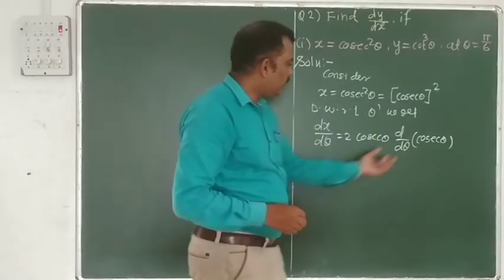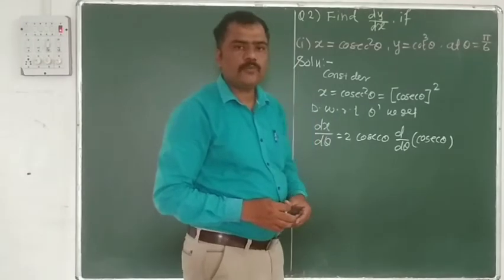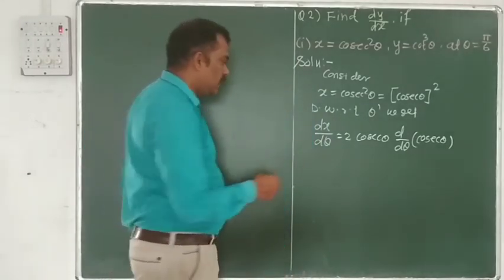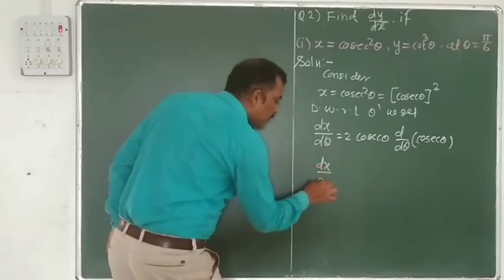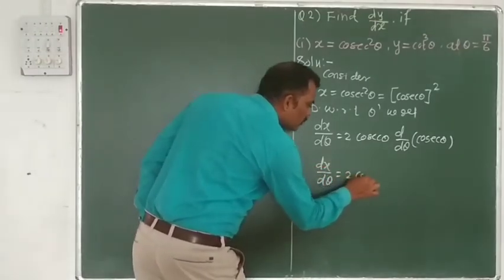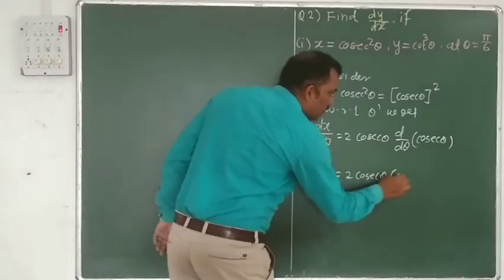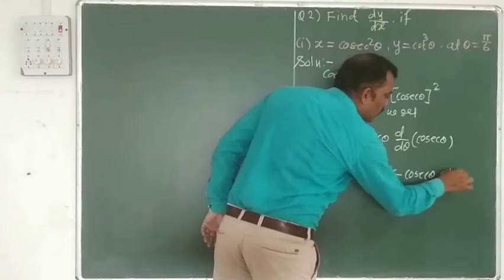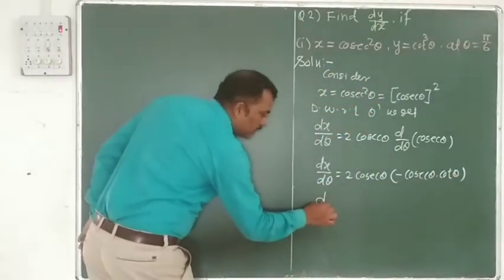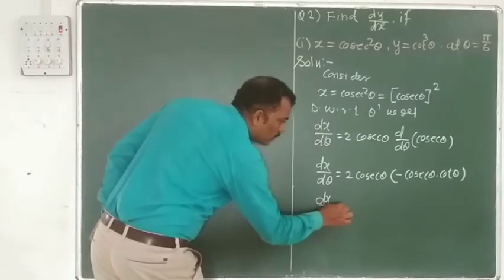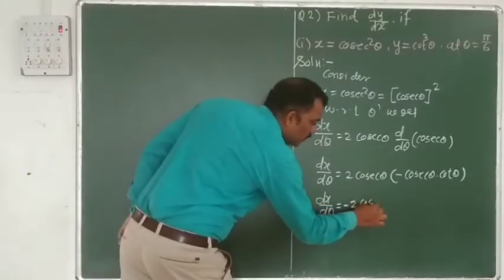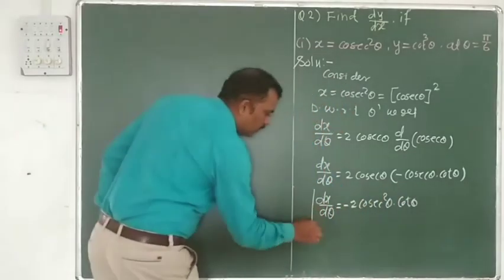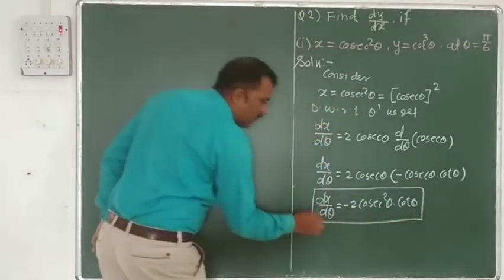So what is the derivative of cosec theta? We have to know that the derivative of cosec theta is nothing but minus cosec theta into cot theta, so that dx by d theta is equal to 2 times cosec theta into minus cosec theta into cot theta. We can write like this, dx by d theta is equal to minus 2 times cosec square theta into cot theta, which is the value of dx by d theta.